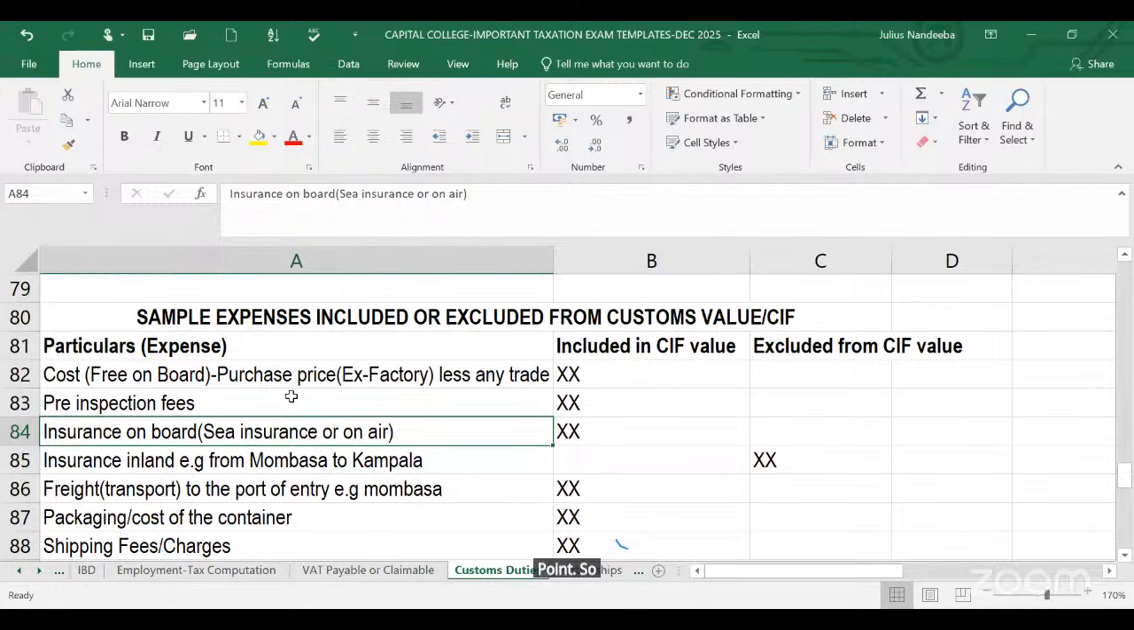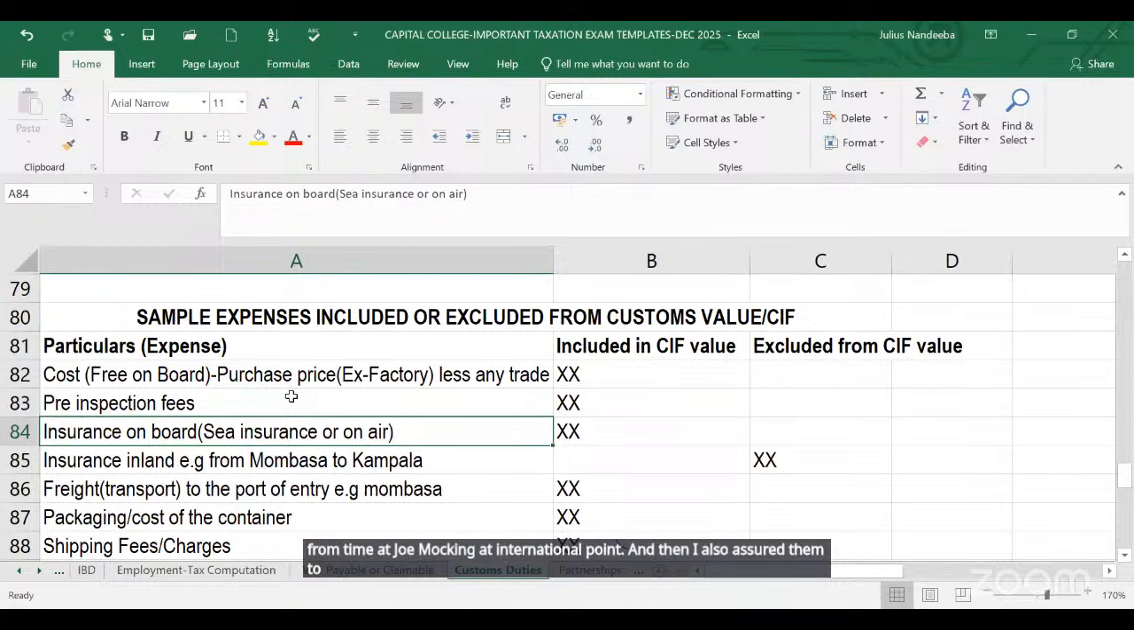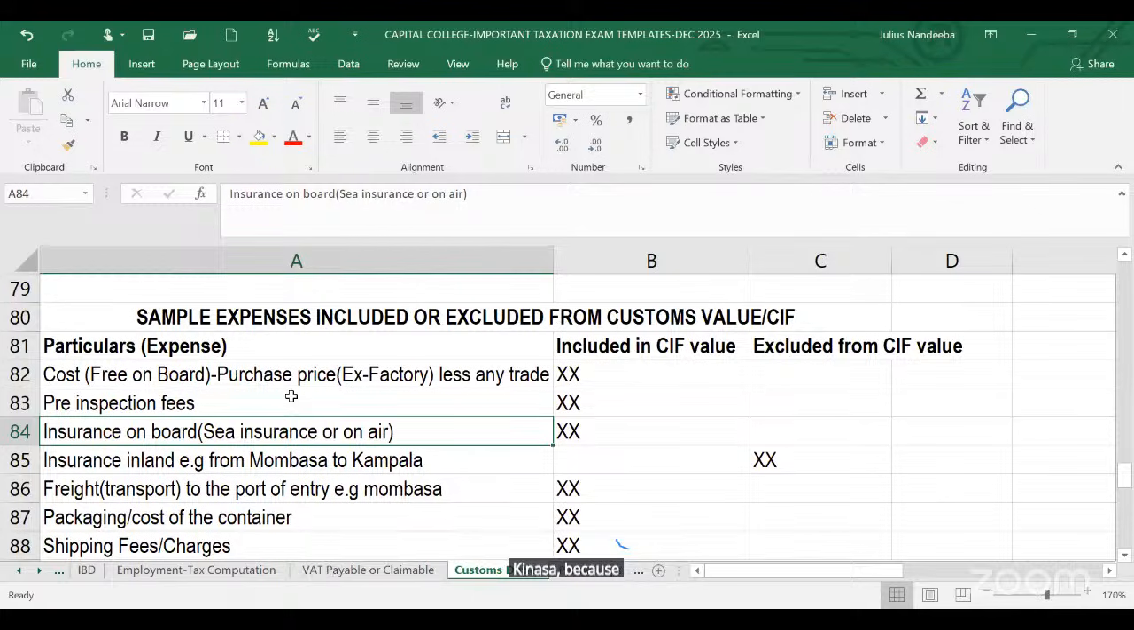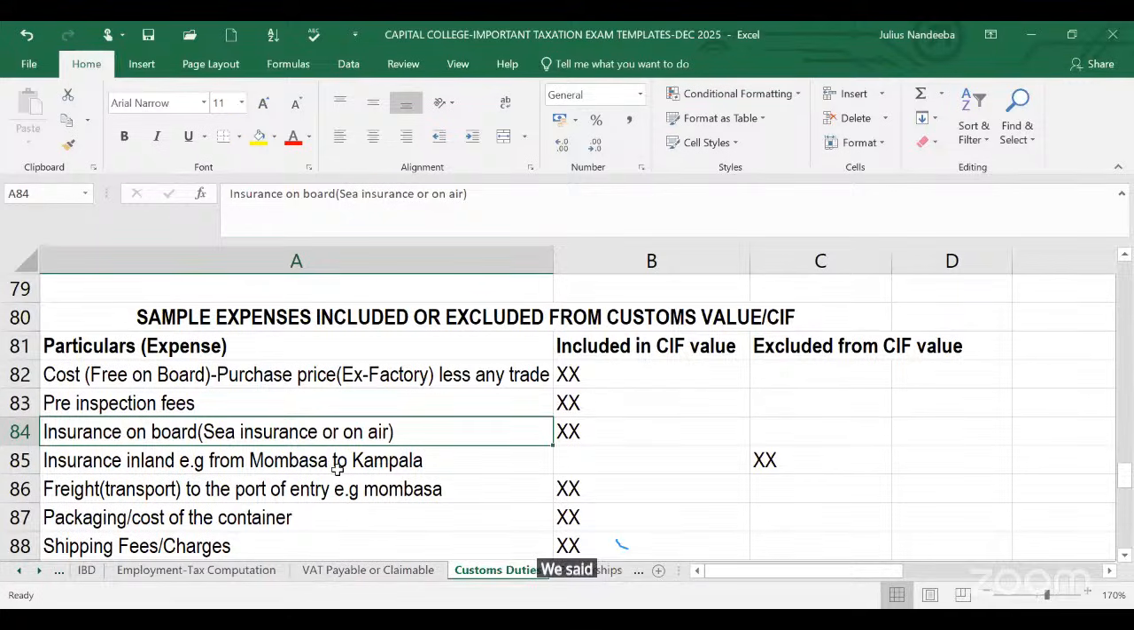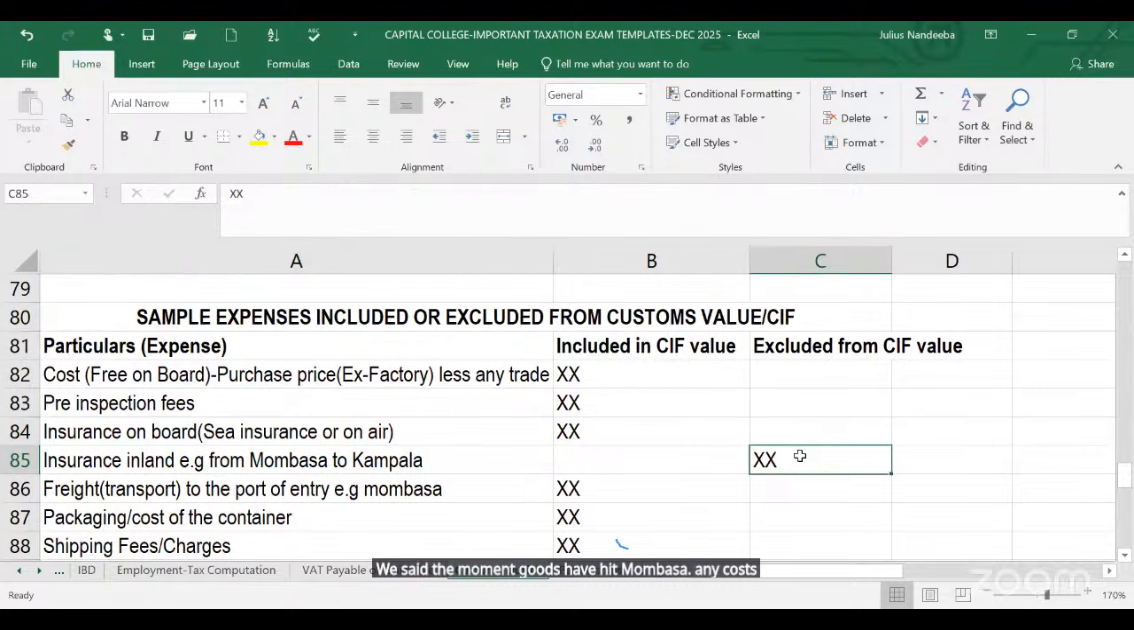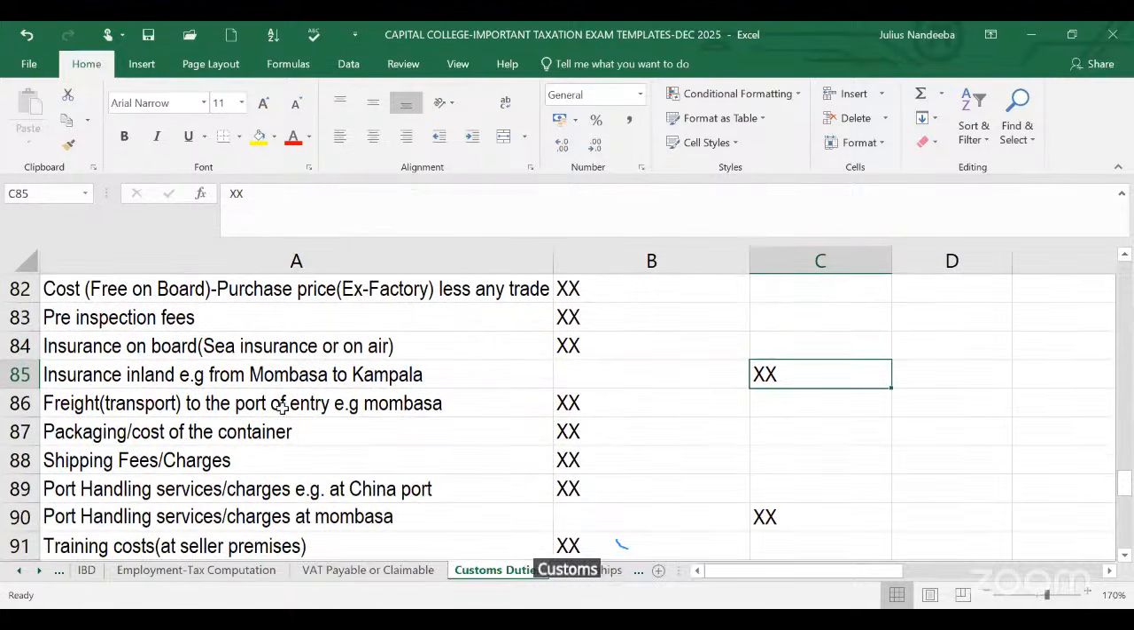So if I insured the goods from China to Jomo Kenyatta International Airport, and then I also insured them to come to Uganda, the insurance amount we're going to consider is up to Jomo Kenyatta because they have entered the East African territory. The next one, now I want you to see this: insurance inland, e.g. from Mombasa to Kampala. We said the moment goods have hit Mombasa, any costs are excluded from customs value. Next, freight. And freight here we are talking about transport.